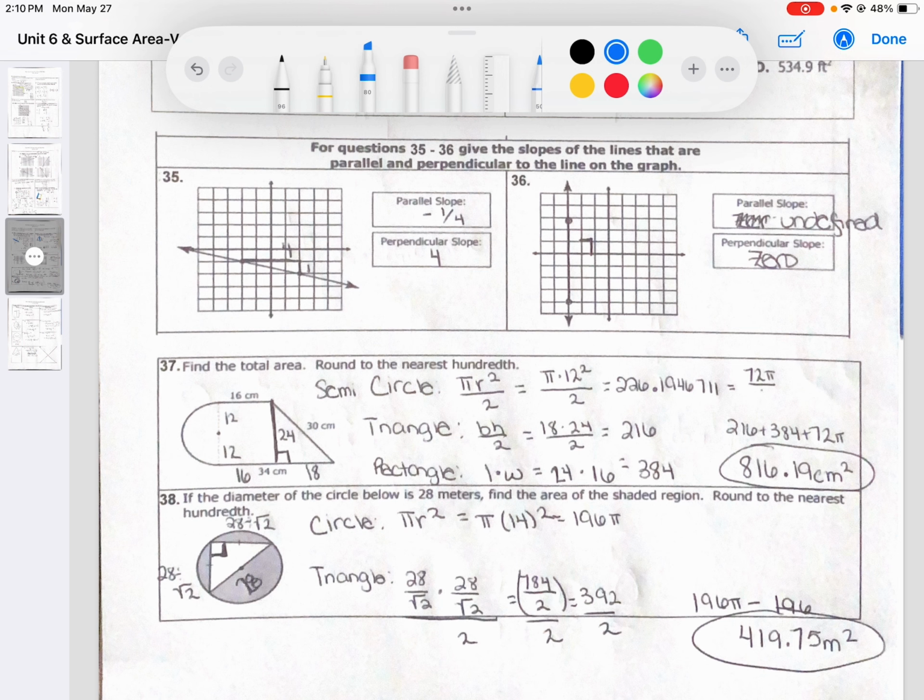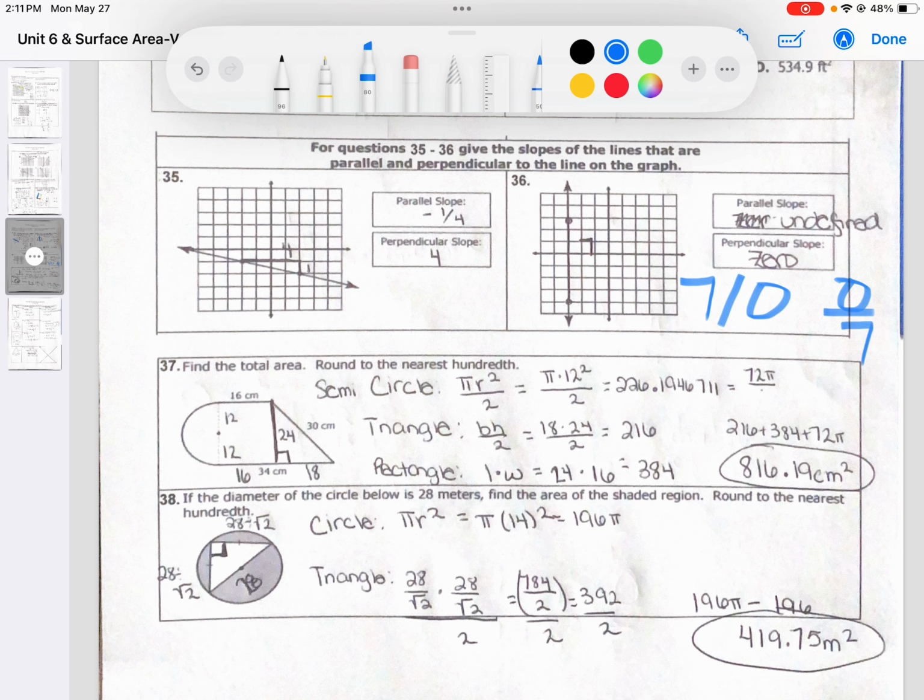For 36, my slope is undefined because I have a rise of 7 and a run of 0, rise over run. If I have a 0 in the denominator of a fraction, that's an undefined slope. Therefore, my parallel slope is undefined, meaning my perpendicular slope, so 7/0 flipped is 0/7, which is just 0. So my perpendicular slope is 0.